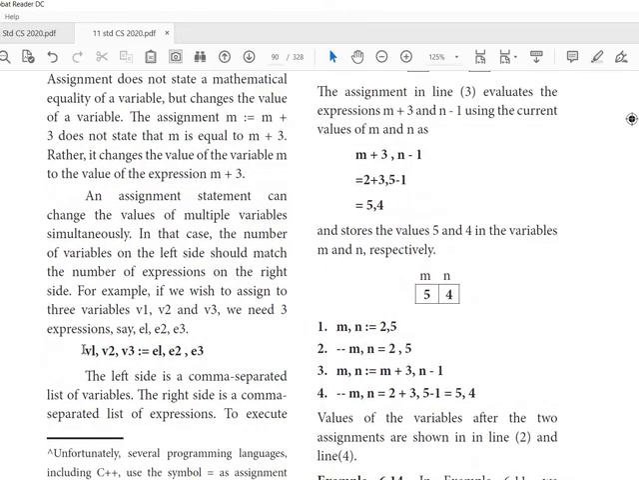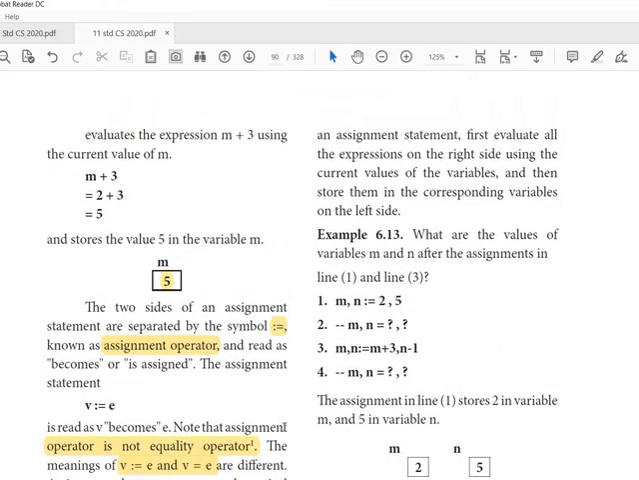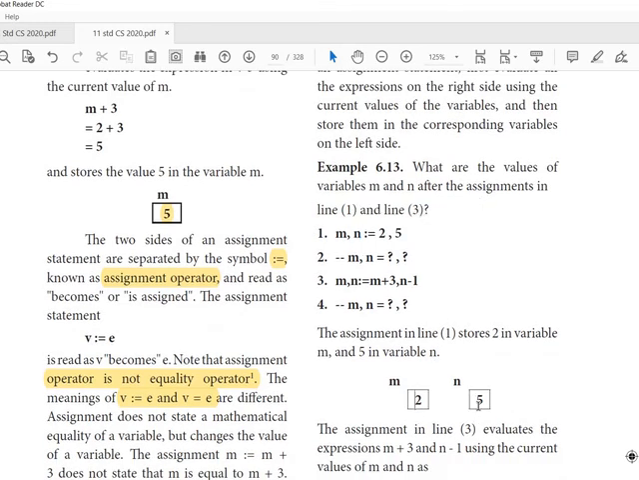The assignment statement can be in a single line. That means v1, v2, v3 := e1, e2, e3. That means v1 has the value of e1, v2 has the value of e2, and v3 has the value of e3. They are explaining this with an example. See here, m, n := 2, 5. That means the first value 2 is stored in the first variable m, and the second value 5 is stored in the second one. That is, m is 2, n is 5.